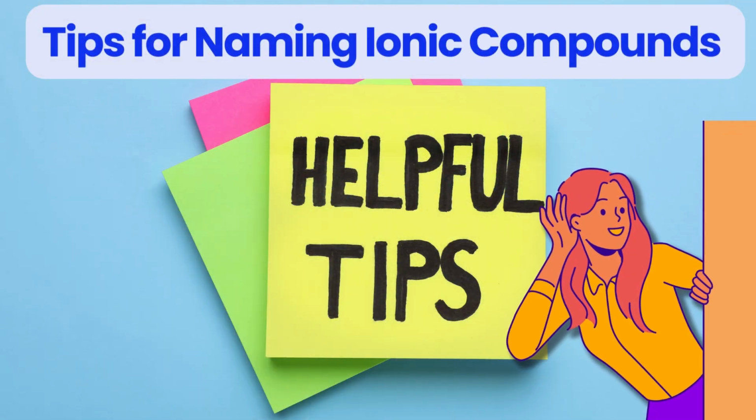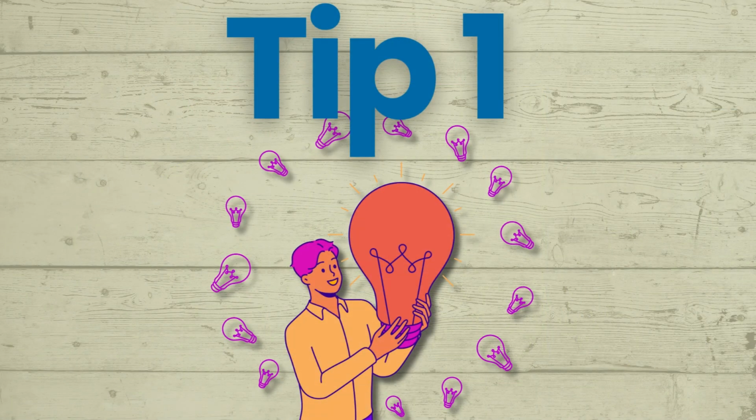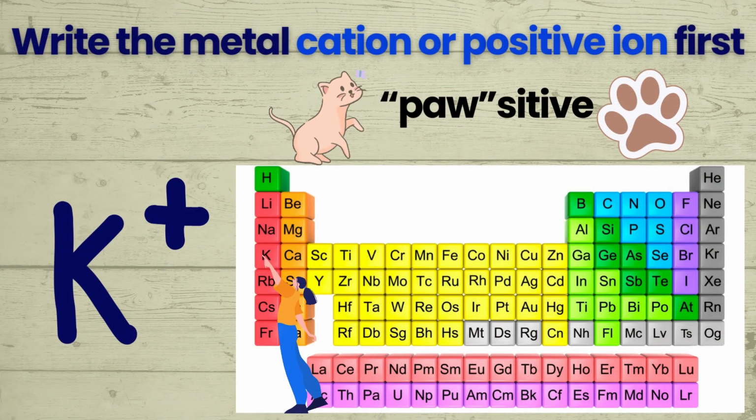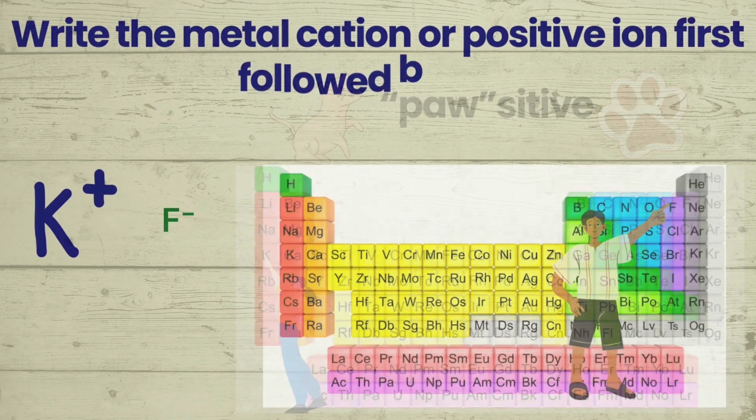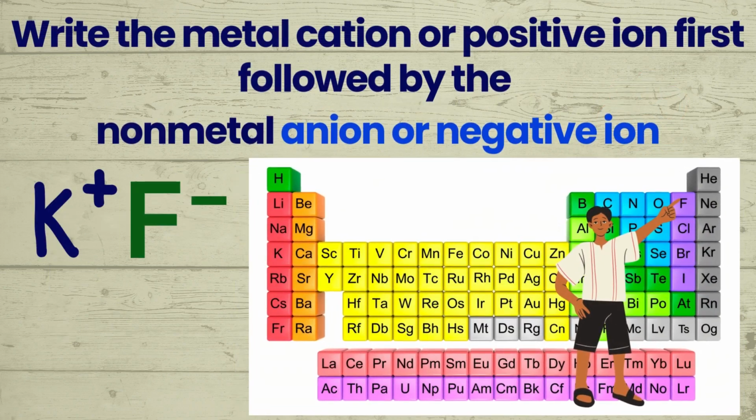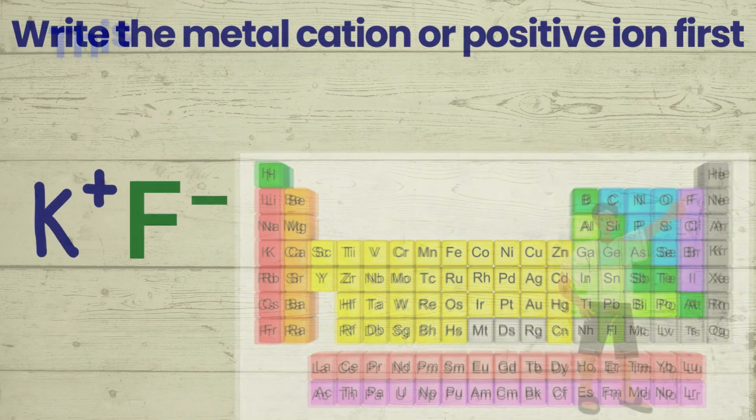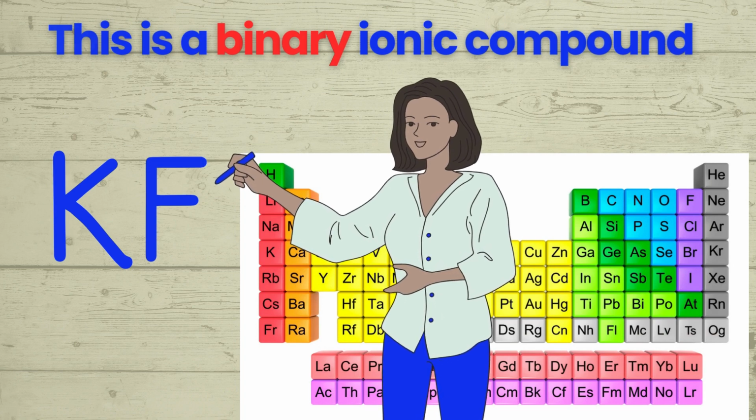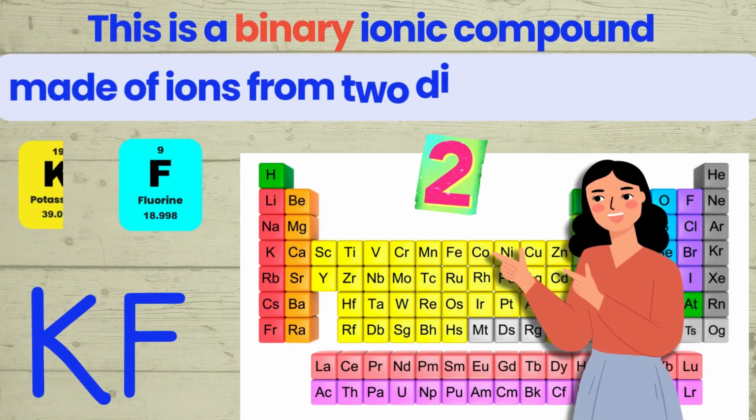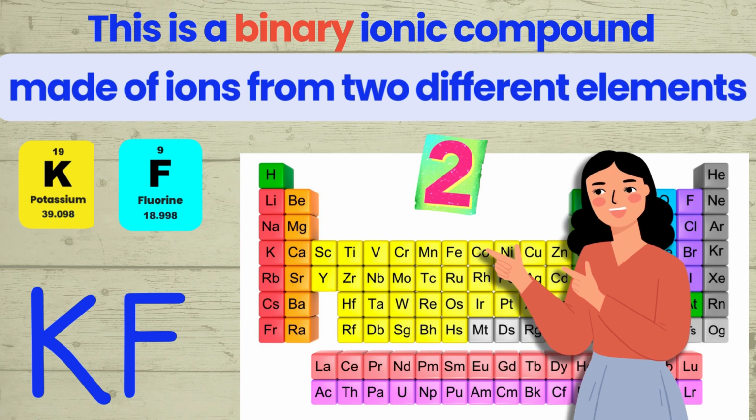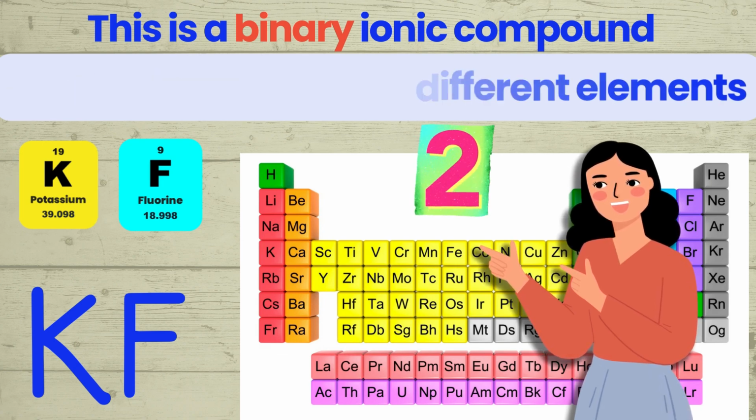Tips for naming ionic compounds. Tip 1. Write the metal cation or positive ion first, followed by the non-metal anion or negative ion. This is a binary ionic compound. Binary ionic compounds are ionic compounds made of ions from 2 different elements.